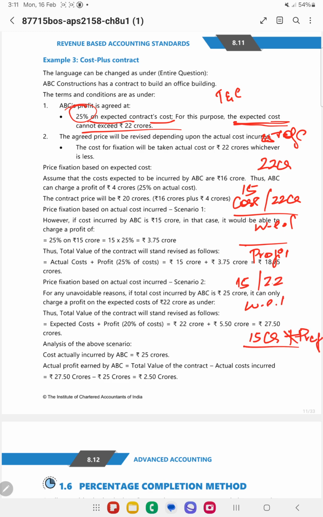Now if the cost goes up to 15 crores, what is the profit percentage? The profit percentage is 25%, right? So 15 plus 25% is 18.75 crores I can charge. Now if it is 25 crores, then 25 crores or 22 crores, whichever is lower. So now I'll charge the profit on 22 crores. So how much will it be? 22 crores.